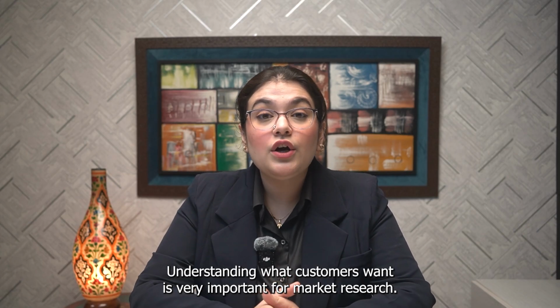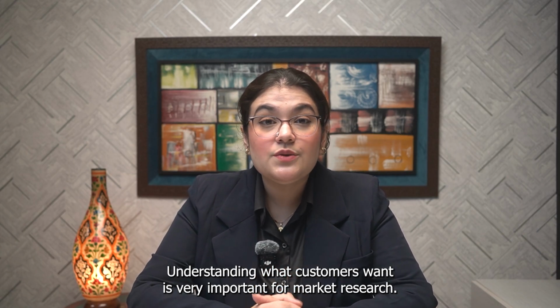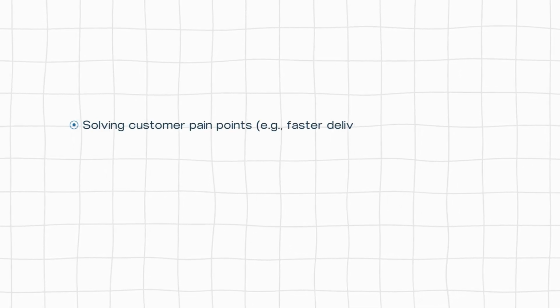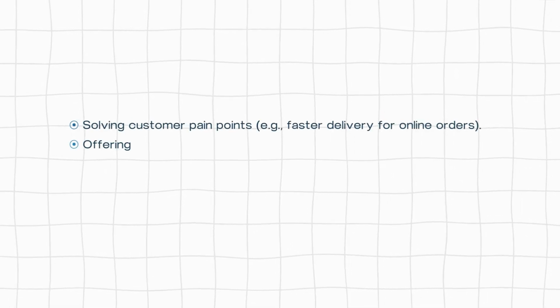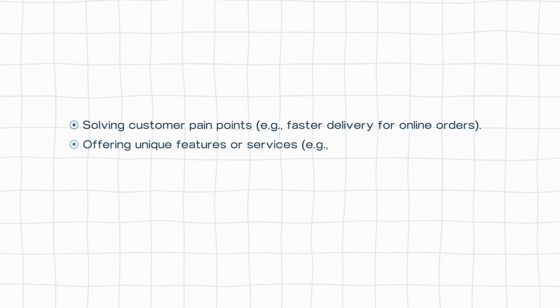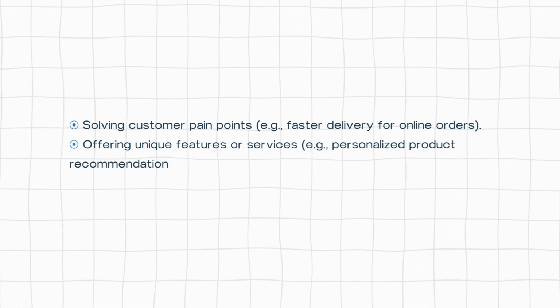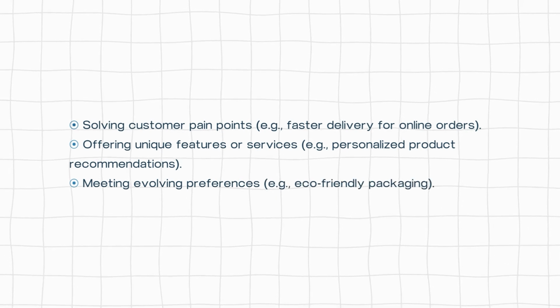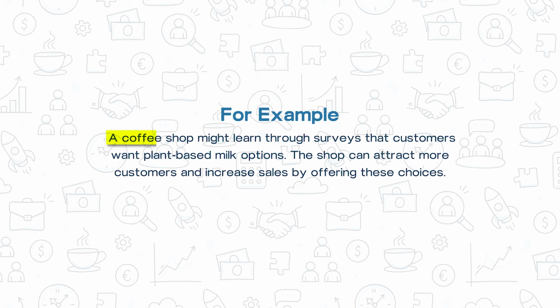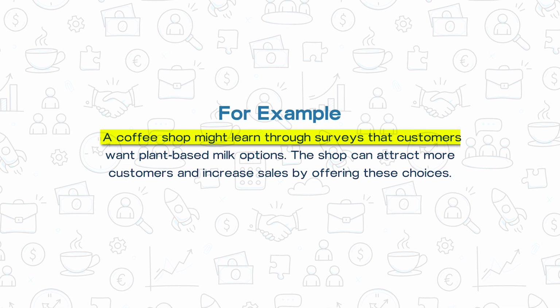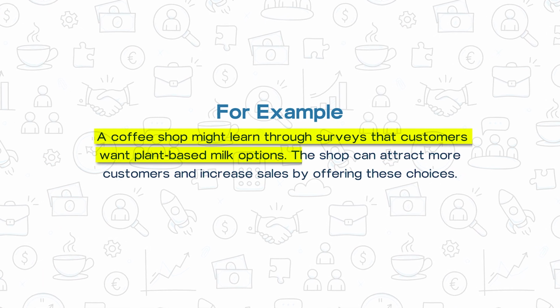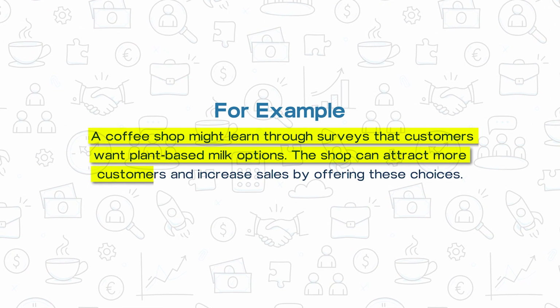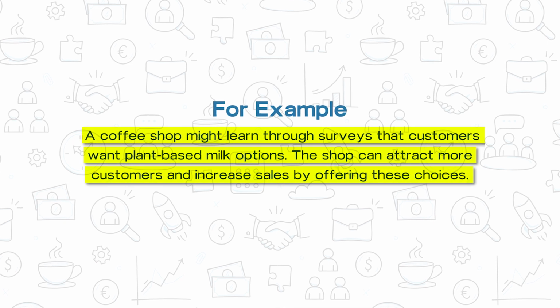Understanding what customers want is very important for market research. This includes solving customer pain points, for example, faster delivery for online orders; offering unique features or services, for example, personalized product recommendations; meeting evolving preferences, for example, eco-friendly packaging. For example, a coffee shop might learn through surveys that customers want plant-based milk options. The shop can attract more customers and increase sales by offering these choices.